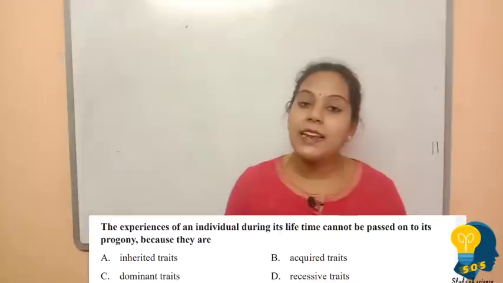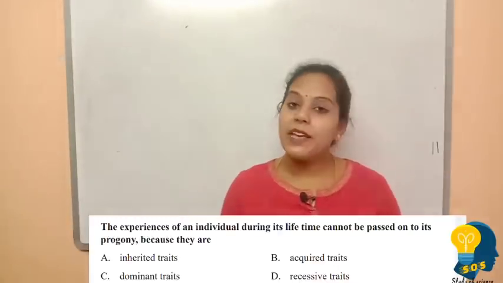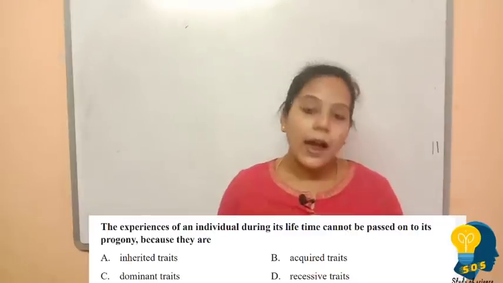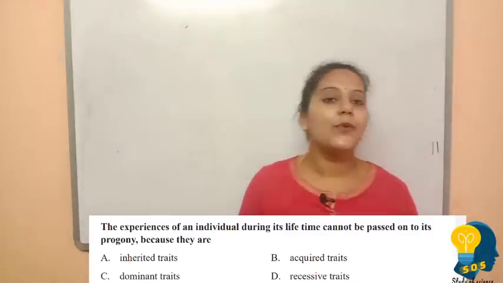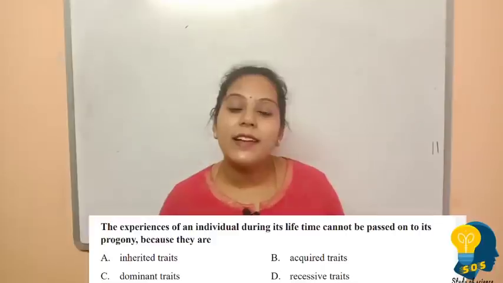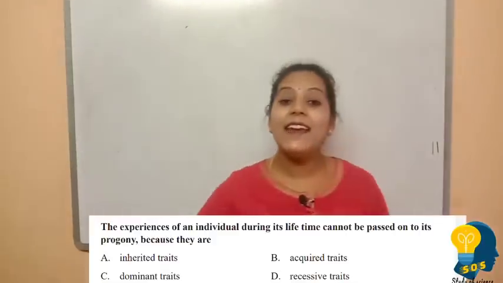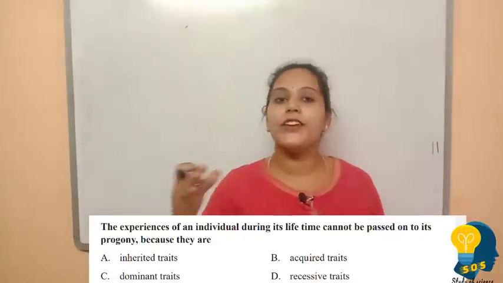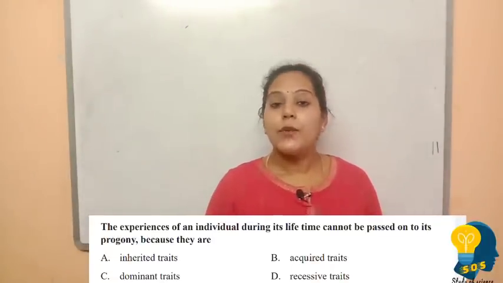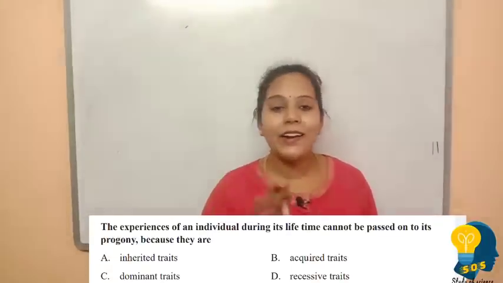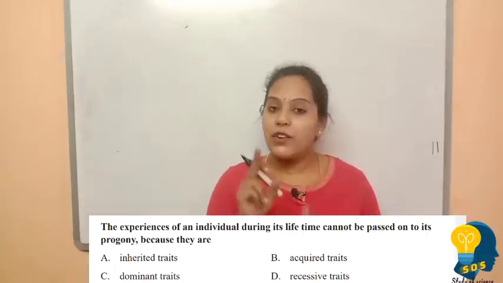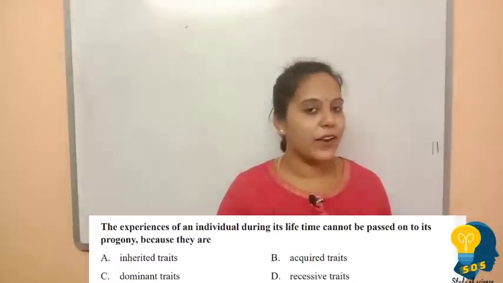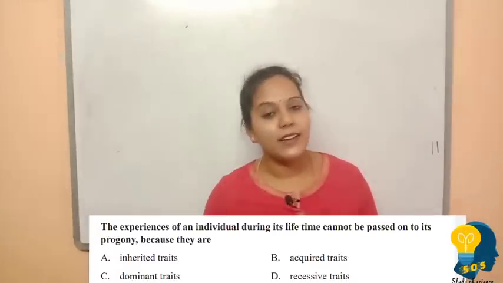Option A is inherited traits, option B is acquired traits, option C is dominant traits, and option D is recessive traits. See, you cannot consider the first option because when I say inherited traits, that will be passing from one generation to another generation. So when I check with option B, acquired traits, yes, of course, the traits which we obtain during the lifetime are called acquired traits. So option B is the correct answer.